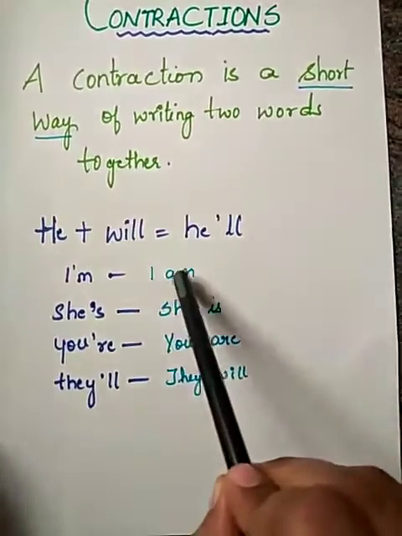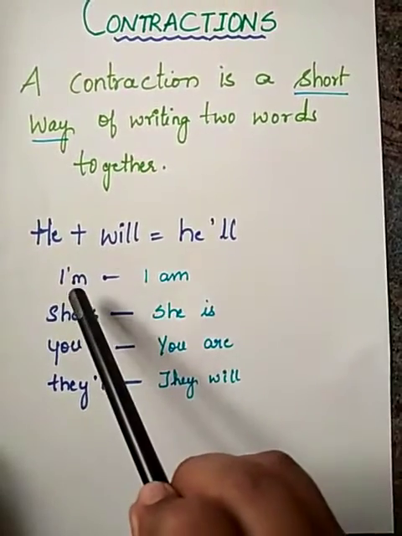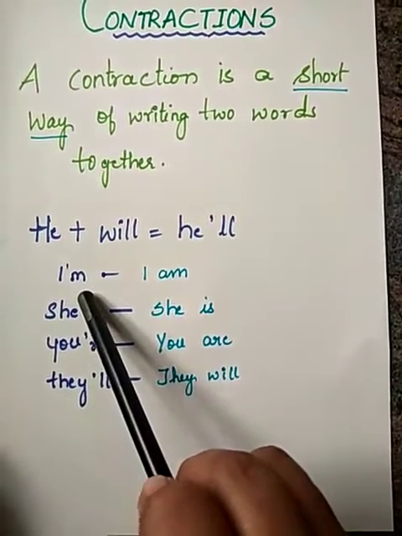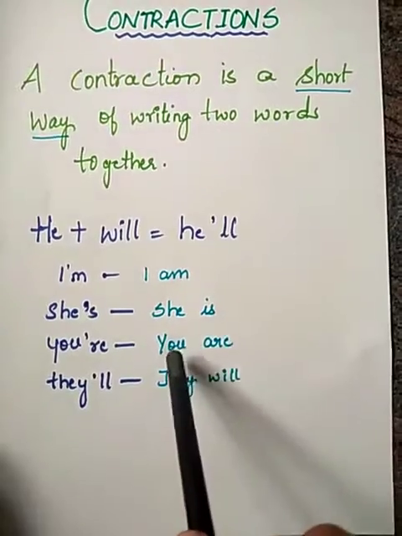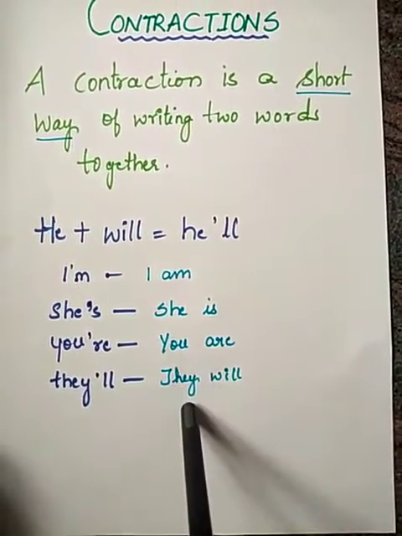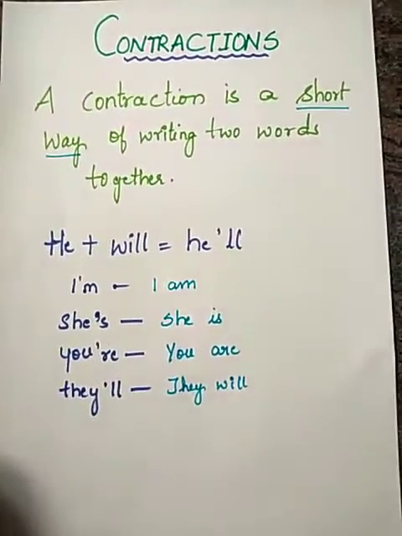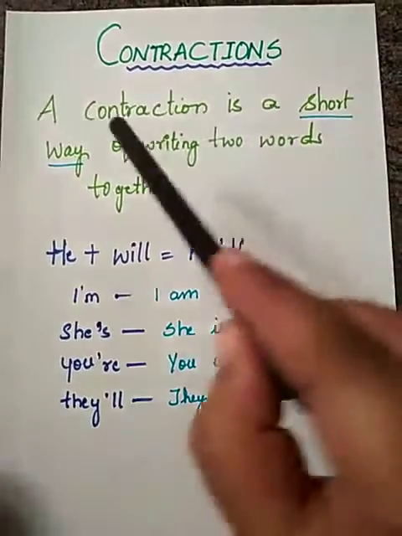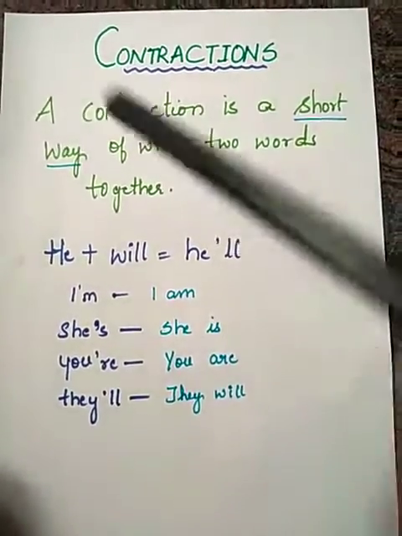So these are the contraction words and I have written the full two words. You can see: I am, she is, you are, they will. So a contraction is a short way of writing two words together.